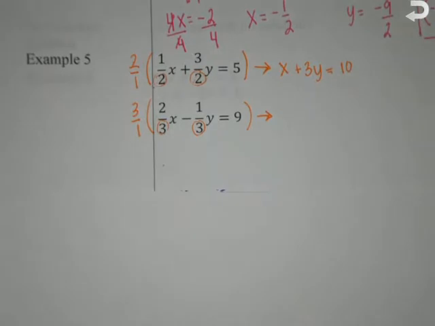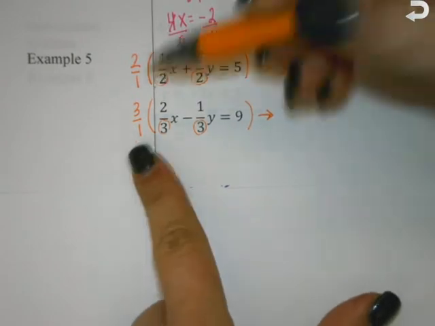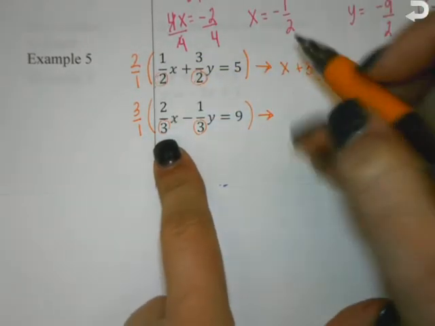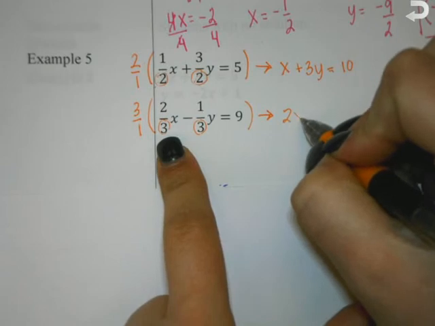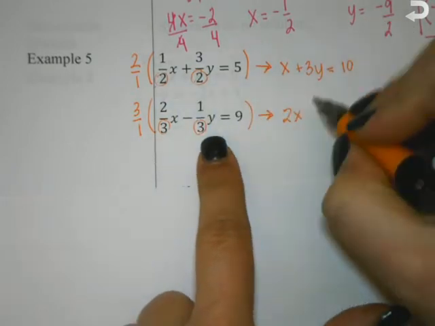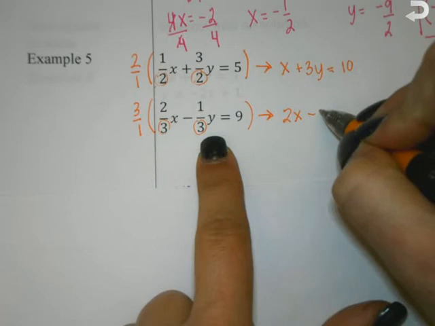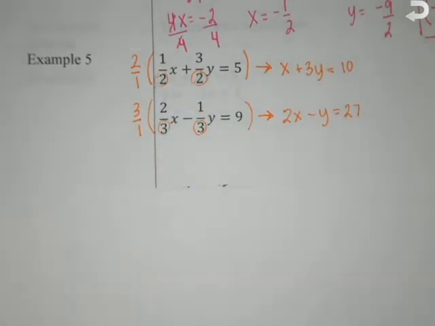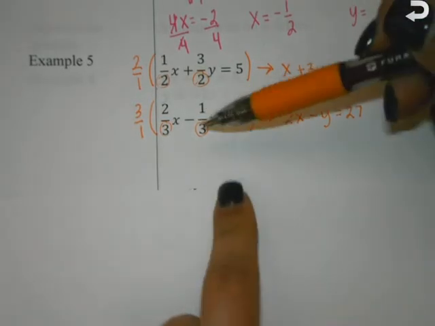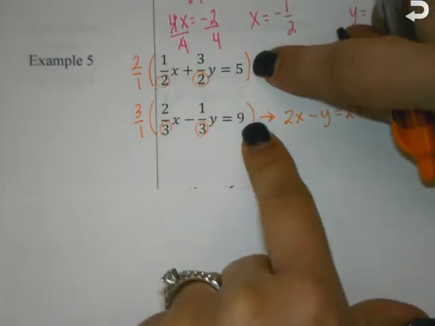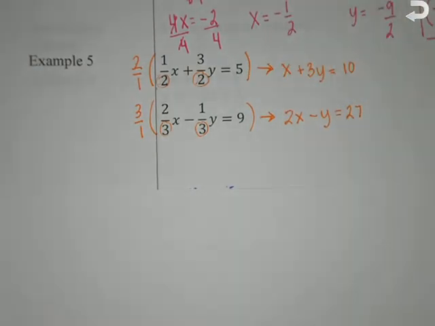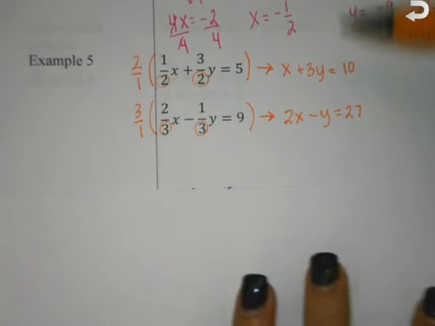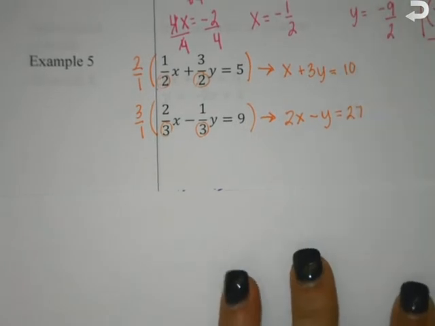So if I were to distribute 3 over 1 into the parentheses, 3 over 1 times 2 over 3x, what would I be left with? 2x. Good. What about times negative 1/3 y, what would I be left with? Minus y. And 3 times 9 gives me 27. So what I want you guys to make sure, please do not forget to distribute to the other side of the equal sign, because whatever you do to one side, you have to do to the other. A lot of times I see students doing everything correctly, and then they forget to distribute to the right-hand side. So just make sure that you don't forget that.